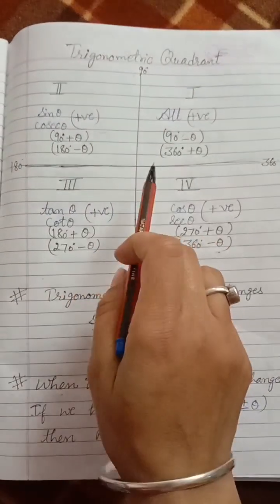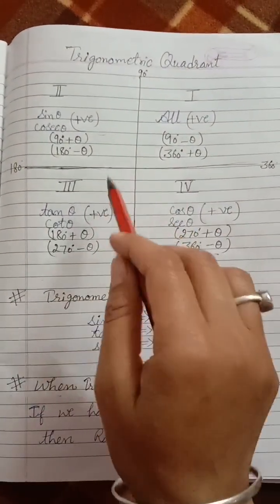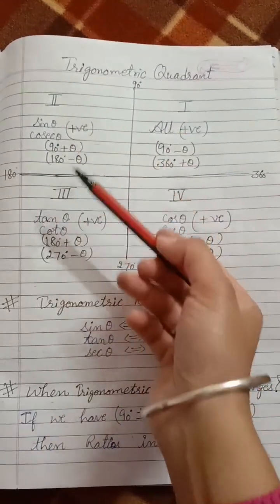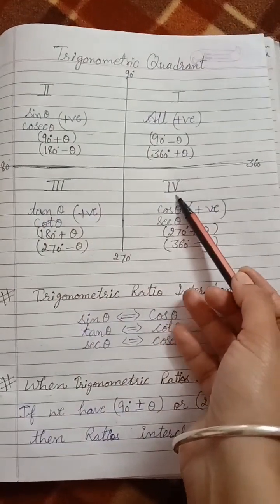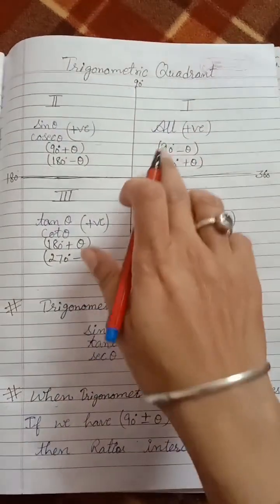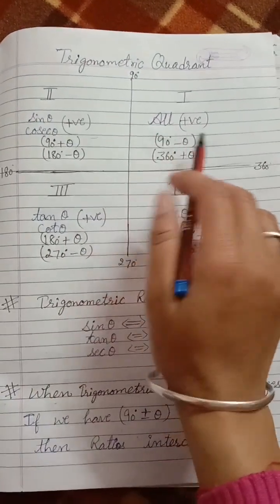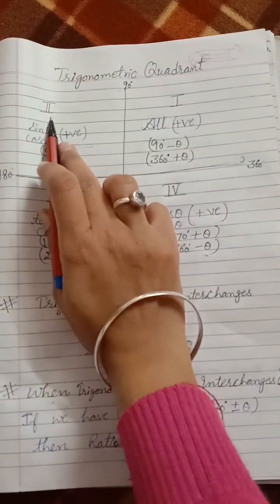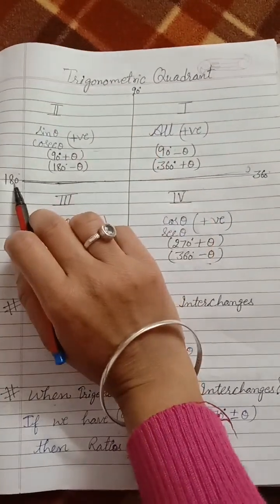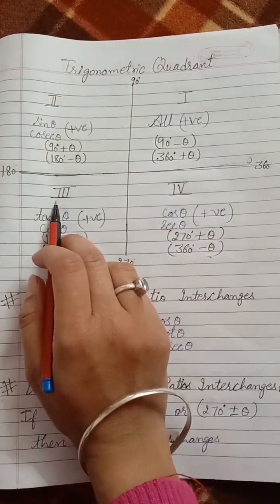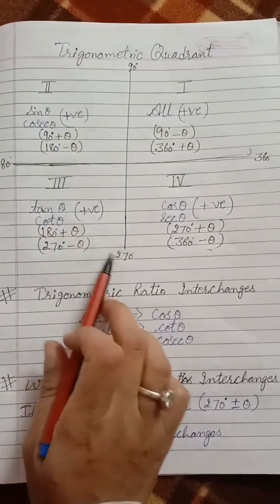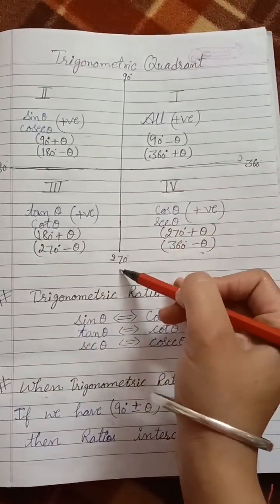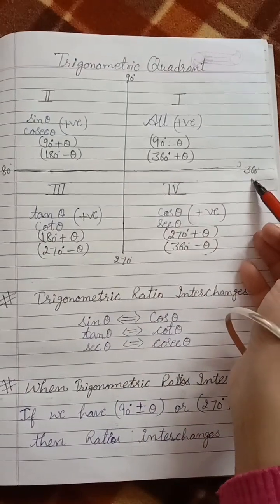Here you can see the coordinate axes divide the plane into four quadrants, and they are labeled as the first quadrant, second quadrant, third quadrant and fourth quadrant. The first quadrant lies between 0 degree to 90 degree. The second quadrant lies between 90 degree to 180 degree. The third quadrant lies between 180 degree to 270 degree, and the fourth quadrant lies between 270 degree to 360 degree.